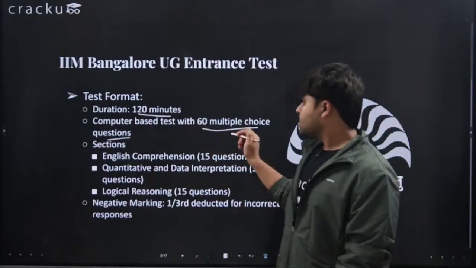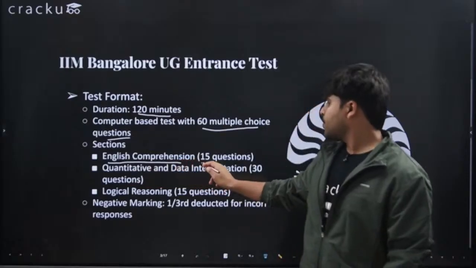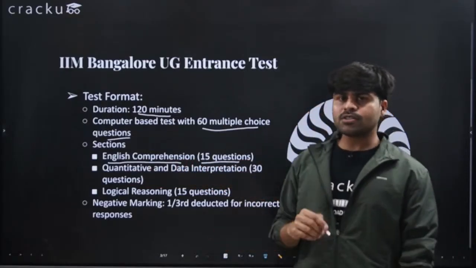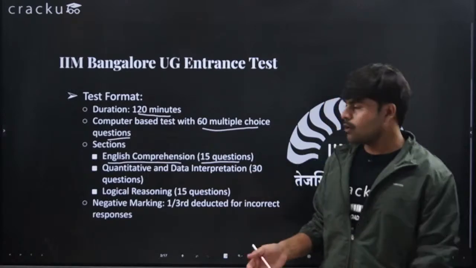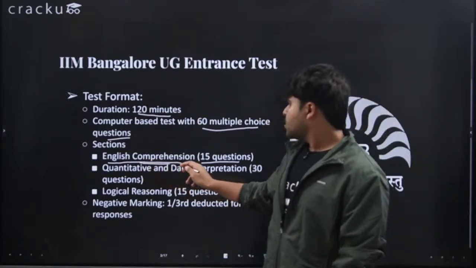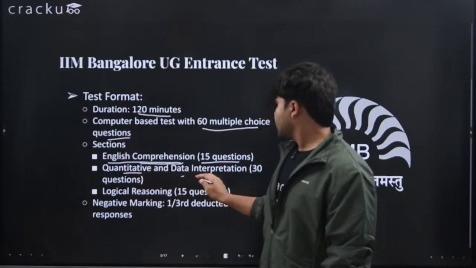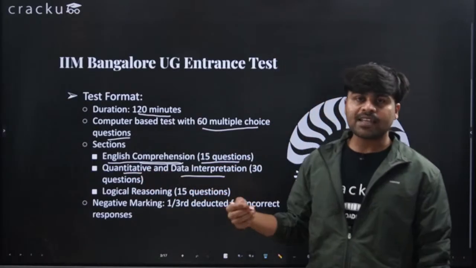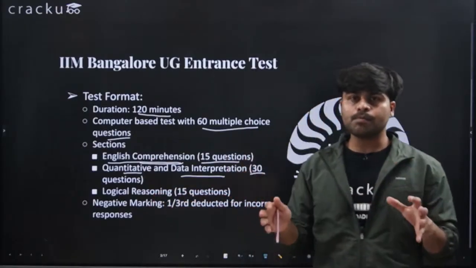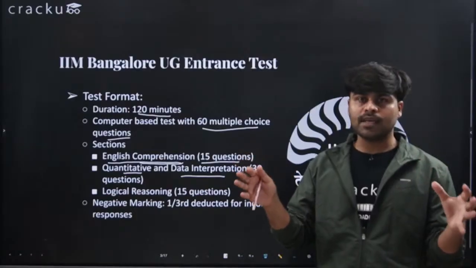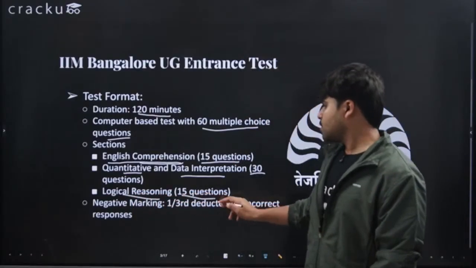So 120 minutes, 60 multiple choice questions, and the sections are English comprehension, which has 15 questions. There are no sectional timings as such, as far as we know until now. For quantitative reasoning and data interpretation, the mathematical part, you'll have 30 questions. This mathematical part is actually the bulk of the whole examination. Then you have the logical reasoning section, which has 15 questions.